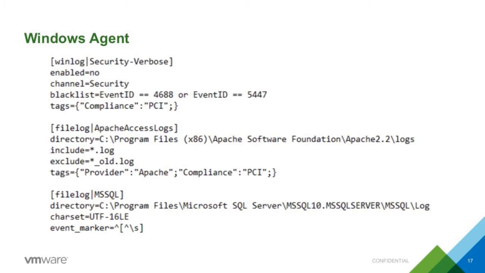So you basically point us to a directory, you tell us what files you want to monitor, which ones you don't want to monitor, and that's all you really need. There are a couple other advanced options in here. I can tag messages, so I can say this came from my PCI compliant box.